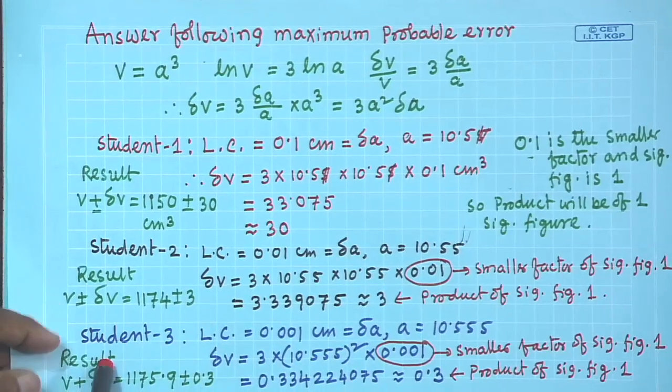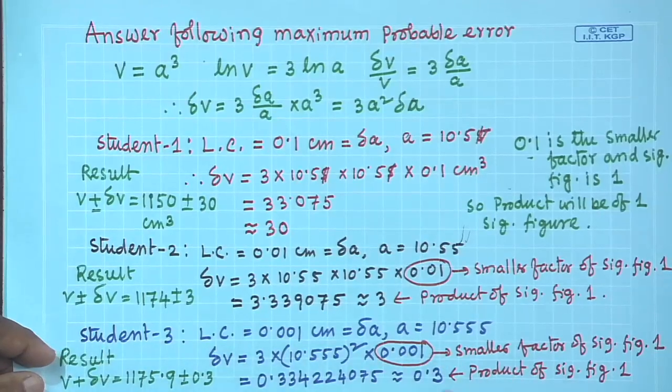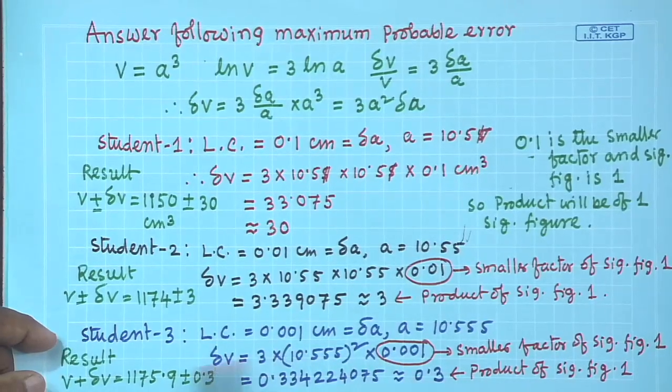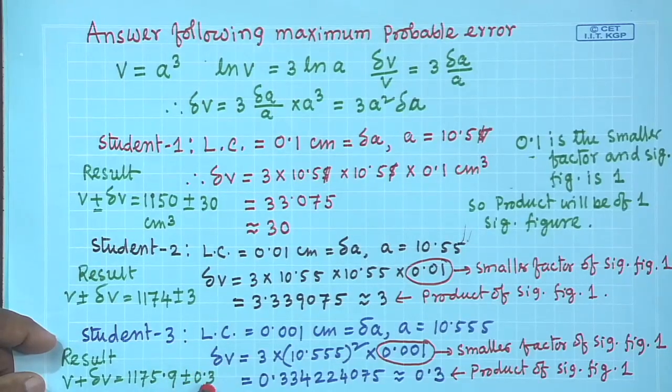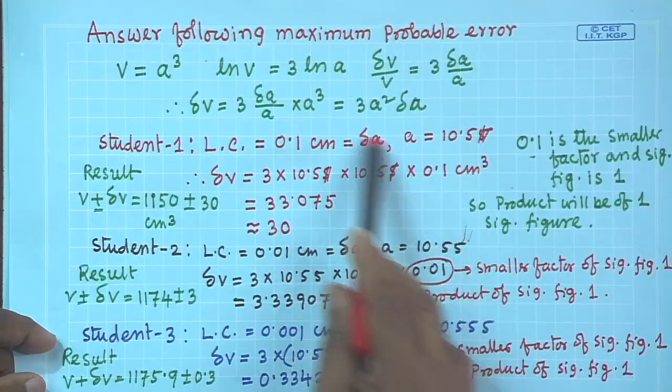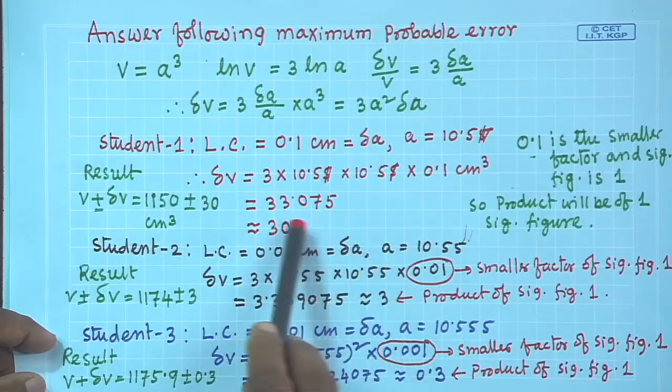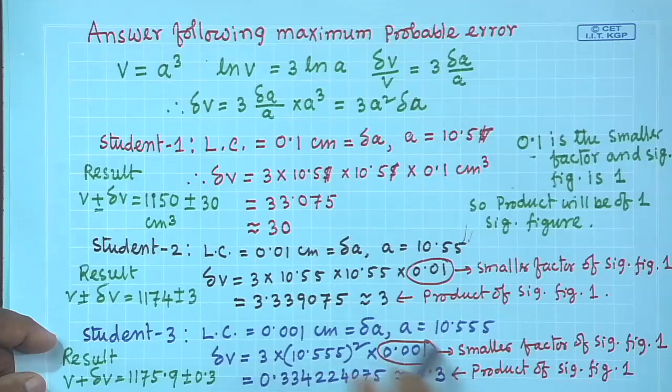Similarly, if you proceed for student 3, you will see the error for this case is 0.3. Following the same rule, you can say it is 0.3. So, the result will be 1175.9 plus minus 0.3. So, from significant figures itself we can find out this error; it will be 30 or 3 or 0.3.